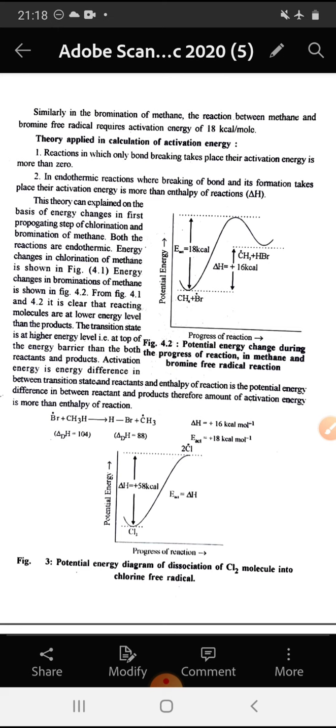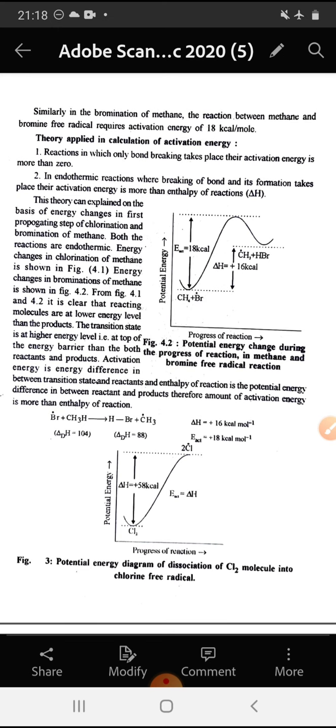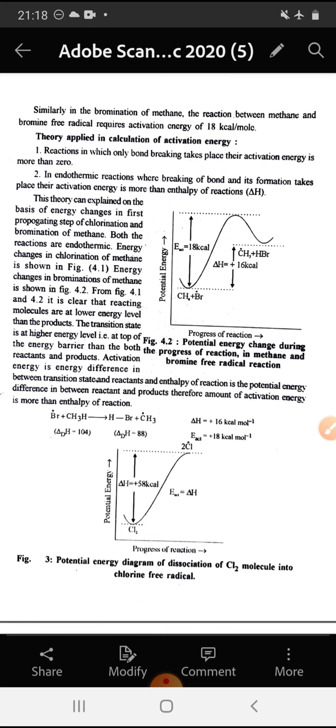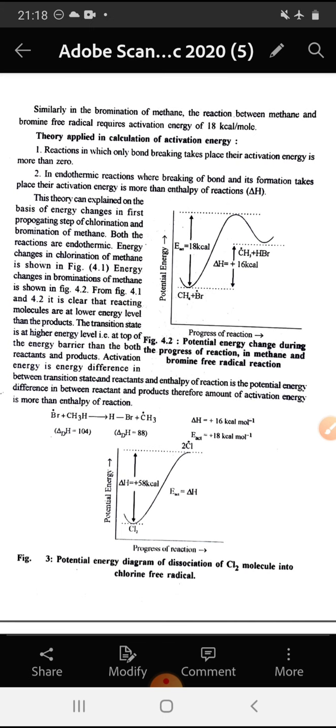Energy changes in chlorination of methane as shown in figure 4.1 as we have seen before, and the energy changes in bromination of methane as shown in figure 1.2. We can see that the reacting molecules are at lower energy level than the products. Thus, the transition state is at higher energy level, that is at top of the energy barrier than both the reactants and the products. Activation energy is energy difference in between transition state and reactants, and enthalpy of reaction is the potential energy difference in between reactants and products. Therefore, amount of the activation energy is more than enthalpy of the reaction.